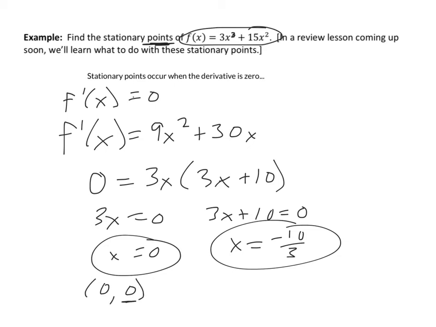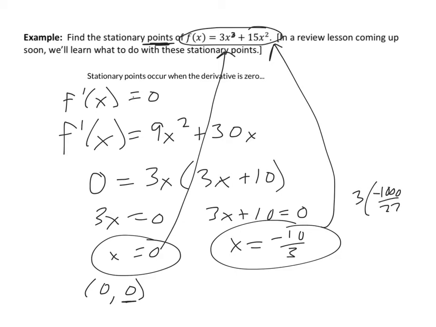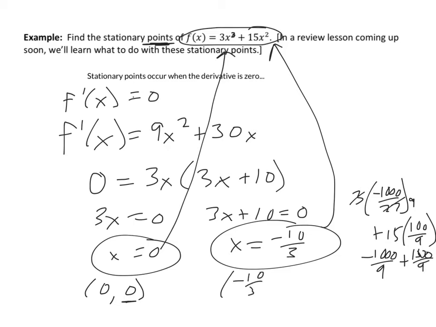I got this other 0 from plugging the 0 into this function. And the other one, if I plugged negative 10/3 back into this, that would be 3 times negative 1,000 over 27 plus 15 times 100 over 9. Fortunately, these are going to cancel down to giving me a 9 here. And so this is negative 1,000 over 9 plus 1,500 over 9. So this is negative 10/3, comma, 500 over 9.